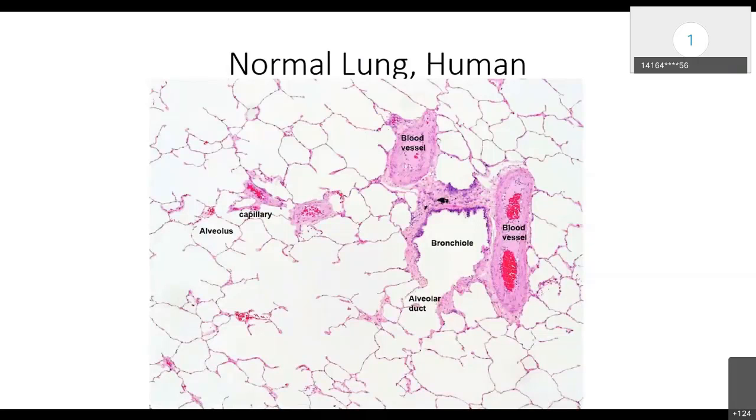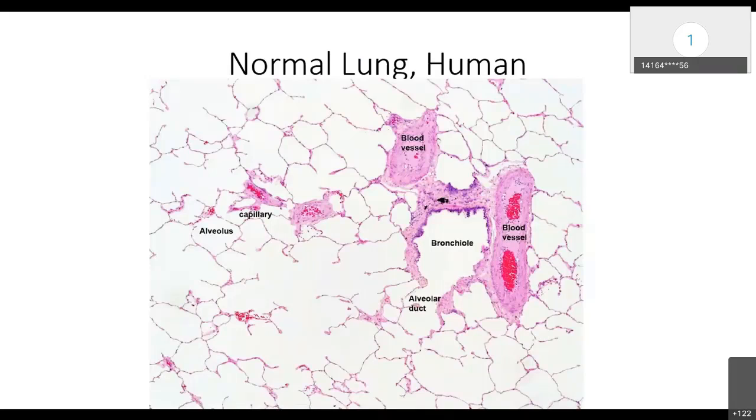So I would like to conclude my presentation with 2 more slides. This is the human lung, which is normal. You can see the alveoli here. There are blood vessels, bronchioles, capillaries. It looks very normal, healthy. Alveoli are dilated, open. So this is a normal lung.